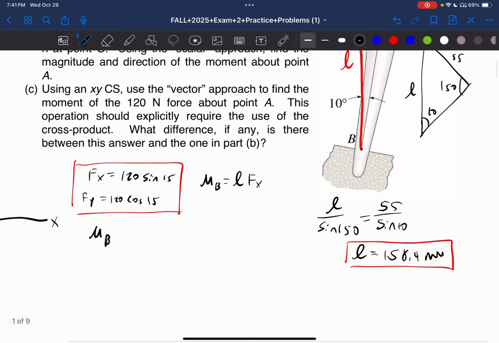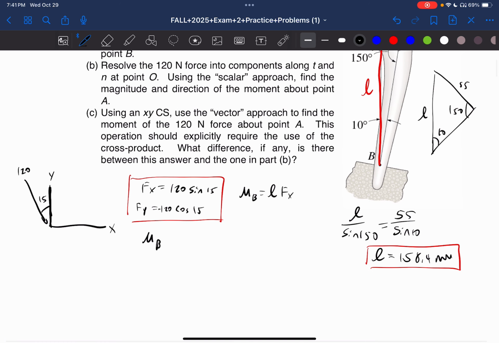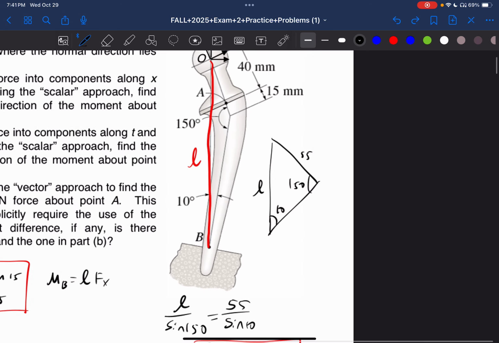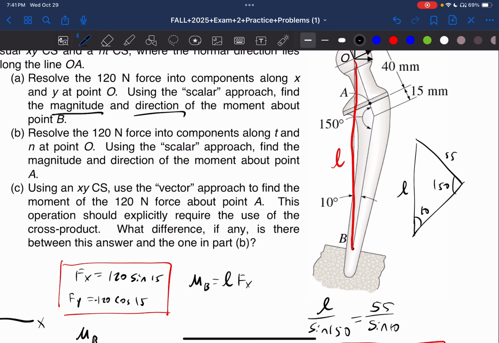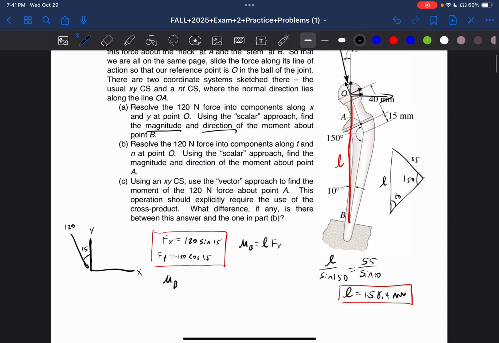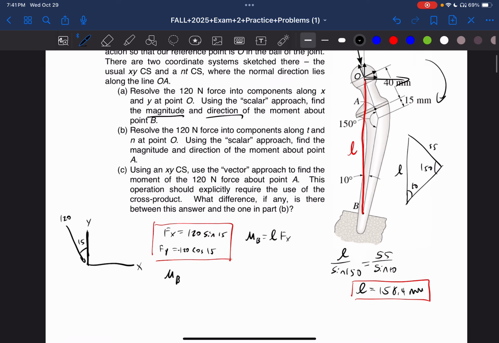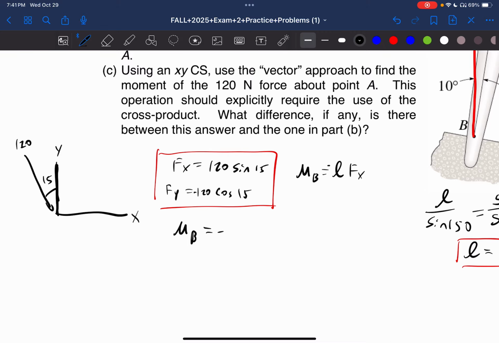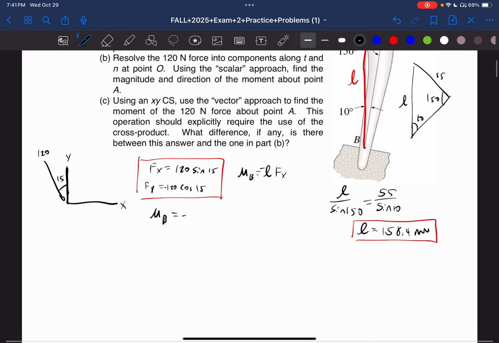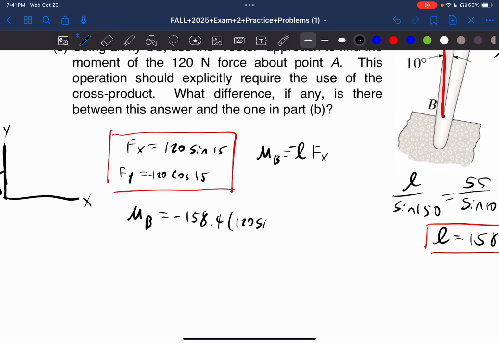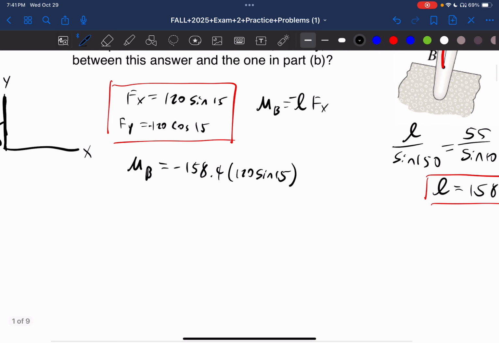MB, the moment about B. Also, F in the y direction is in the negative direction. It's going down. I forgot about that. Here it asks us for the magnitude and direction. Let's take a look at the direction. It's going this way, which is going to cause a clockwise moment, which is going to be negative. So moment B is going to be equal to negative L times Fx. It's going to be 158.4 times 120 sine 15. Let me just calculate it. MB is going to equal negative 4920, and this is going to be Newton millimeters.